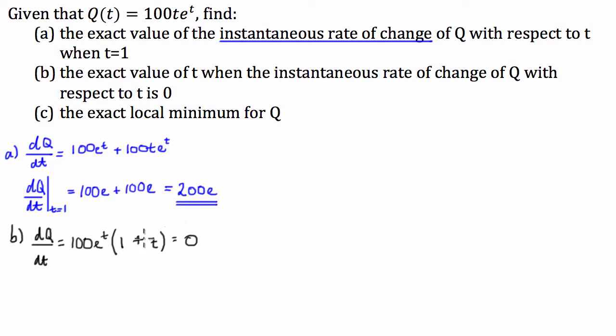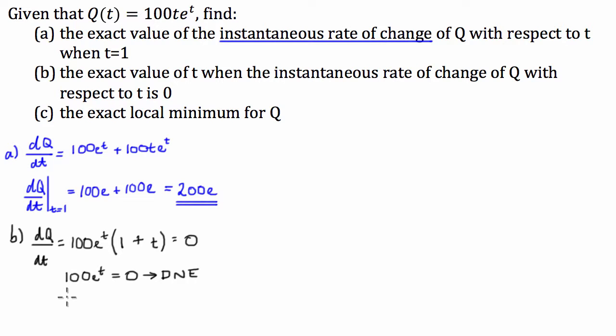Now the null factor law states that if we've got two things that are multiplying by each other that equal 0, at least one of them has to equal 0. So what that means is either 100e to the t is going to be equal to 0, or 1 plus t is going to have to equal 0. Now, you can see for yourself, but 100 times e to the power of t, there is no value of t which is going to make this part of the function equal to 0. So we can write that down: 100e to the t equaling 0 does not exist.